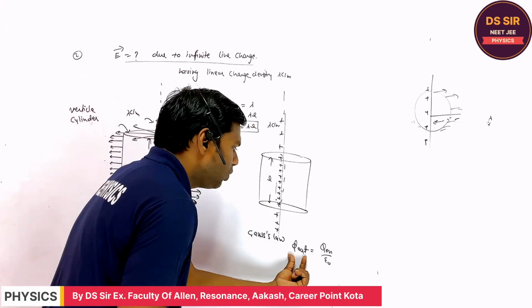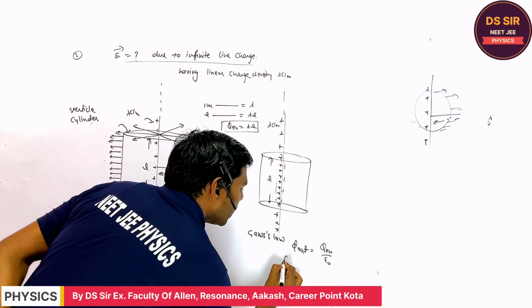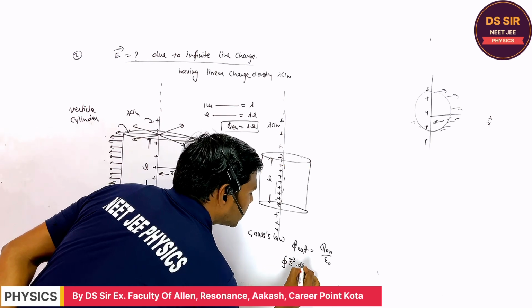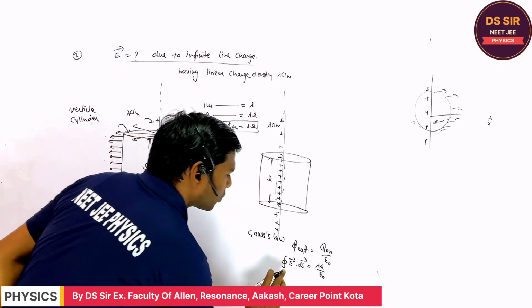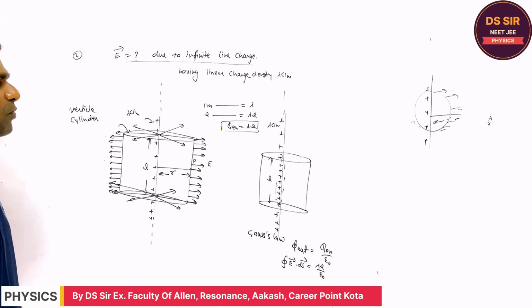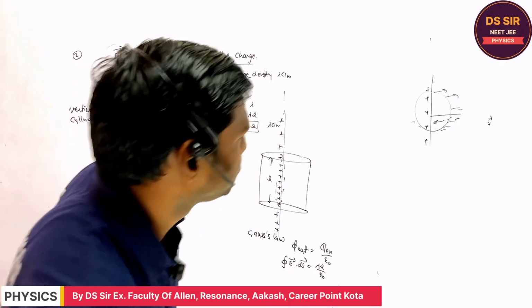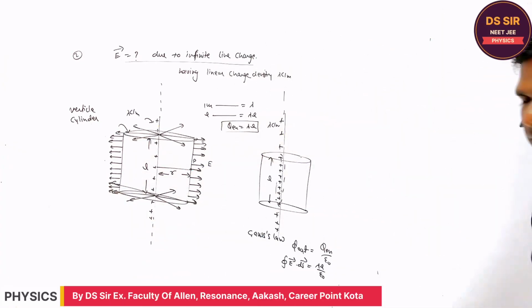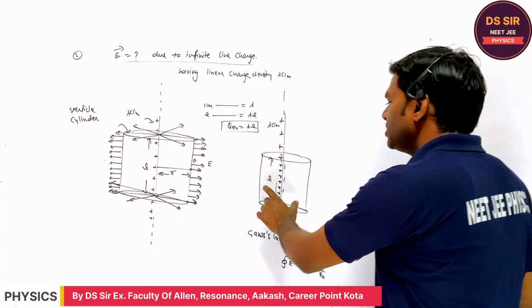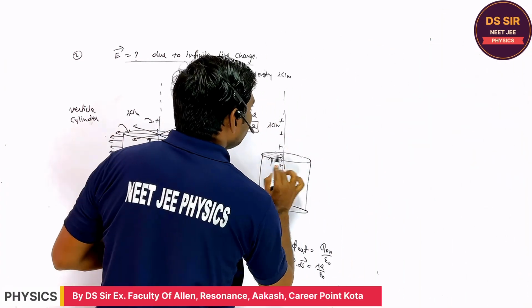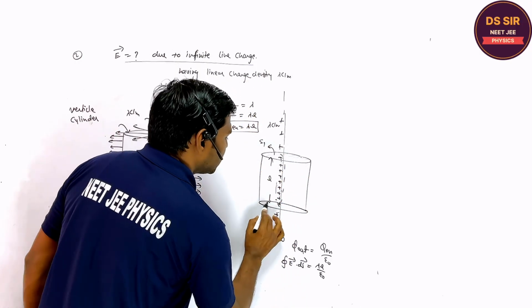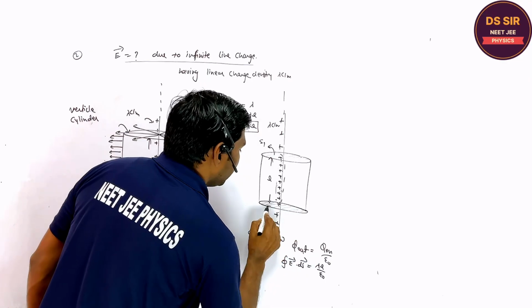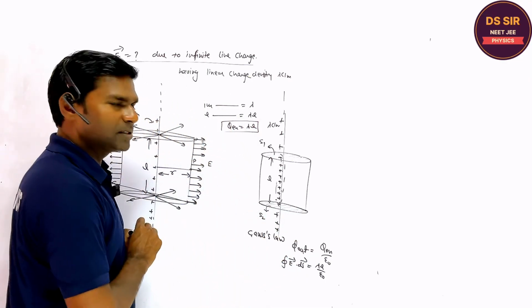Right? Now the outward flux we have to calculate: the integral of E dot ds is equal to the charge enclosed, lambda L upon epsilon naught. So how do we find the outward flux? This is the closed Gaussian surface. There will be three surfaces: S1, this is one surface, and S2, the other surface.